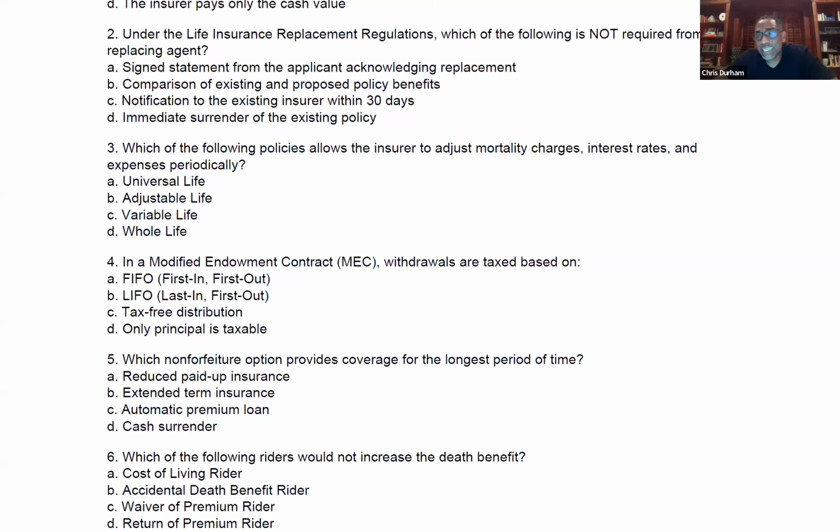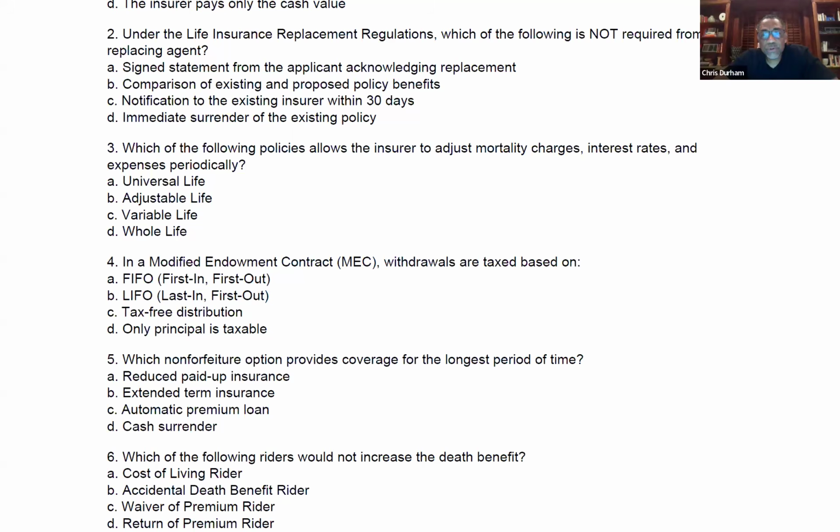The key word in C is variable. If you see variable, the answer is going to have something to do with the stock market, cash value invested in mutual funds, that kind of stuff. So it doesn't have anything to do with that. C has nothing to do with what the question is asking.